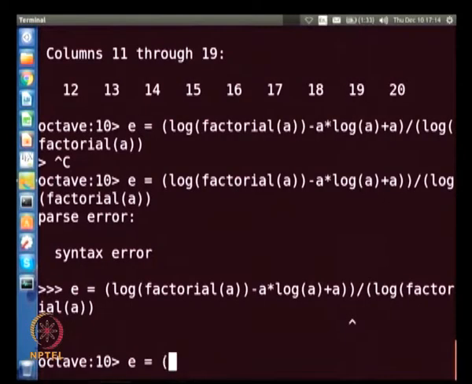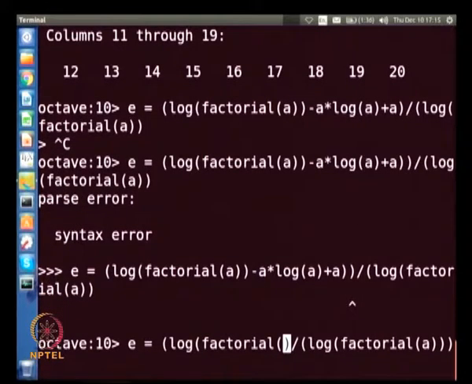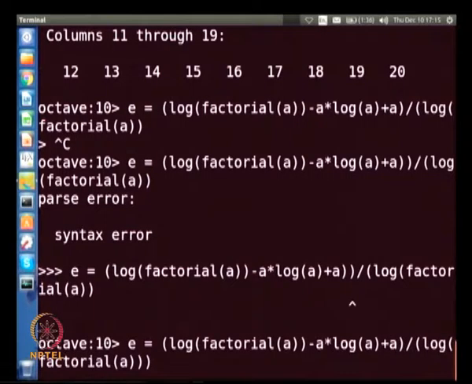E is equal to divided by this, and this part is logarithm of factorial of a. Okay, one parenthesis I missed. Okay, so logarithm of factorial of a, okay, minus a. If you pay attention, it actually shows me where the parentheses are. I mean, it does keep track of it for me and tell me. Okay, so let us see if it works.